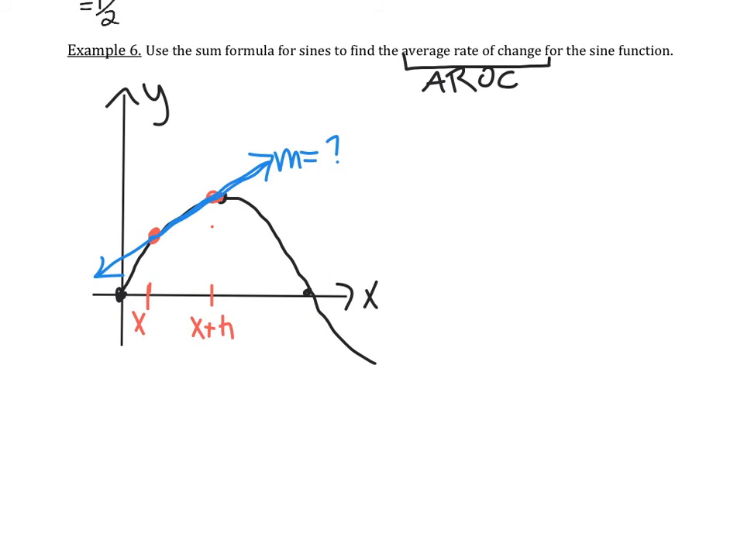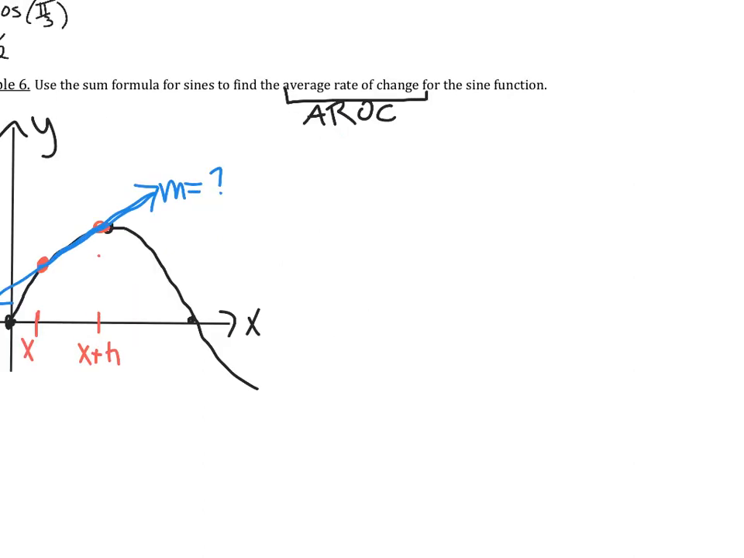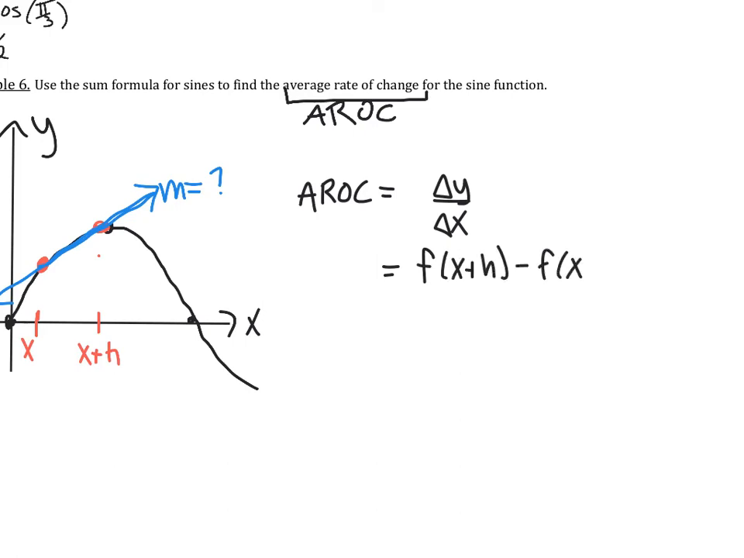Well, we know that slope is the difference of the y's divided by the difference of the x's. So the average rate of change, or the slope, is the delta y over delta x. And we're going to find it between the points that we have labeled x and x plus h. So we're going to subtract the y values. We're going to be doing the function evaluated at x plus h minus the function evaluated at x all over x plus h subtract x. Now, of course, my function is the sine function, so this is sine of x plus h minus sine of x all over h.